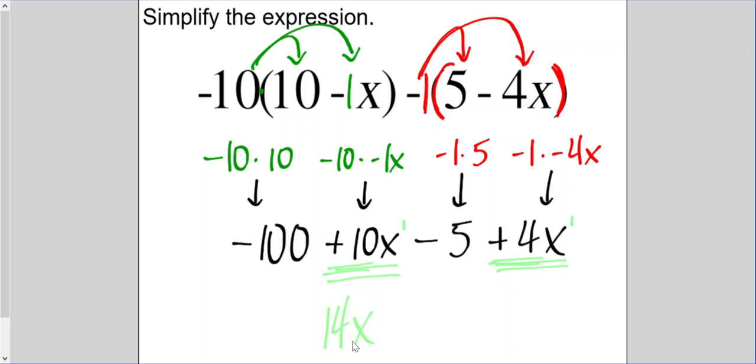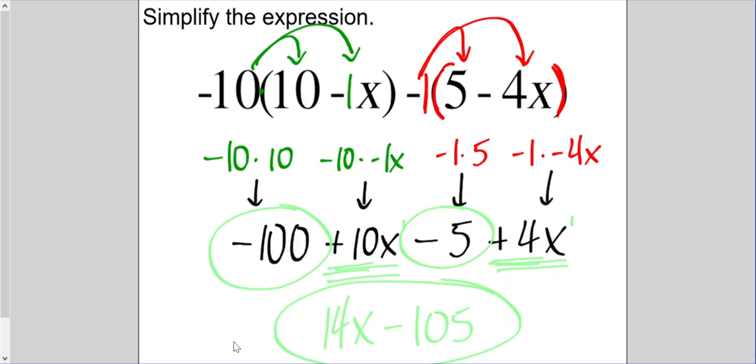10 plus 4 gives me a 14x. And my last step, negative 100 and a negative 5 combined to make a negative 105. And that is as simple as that expression can get.